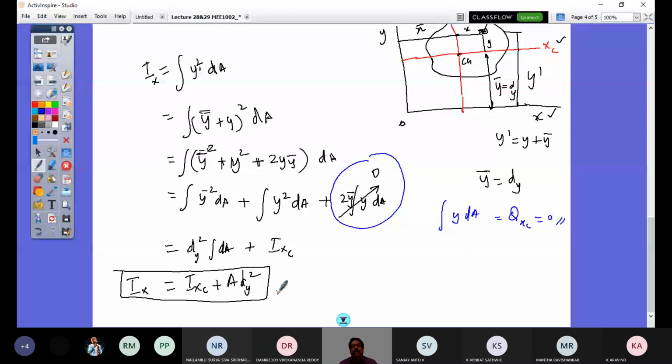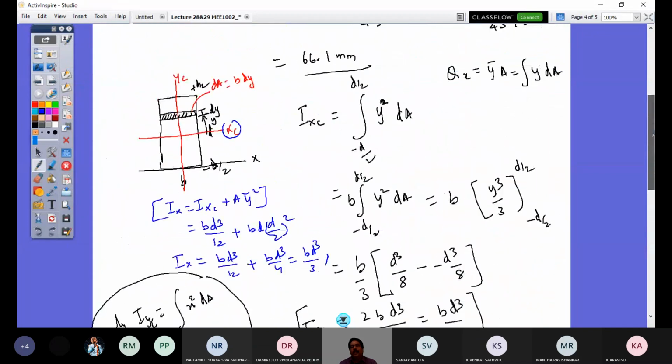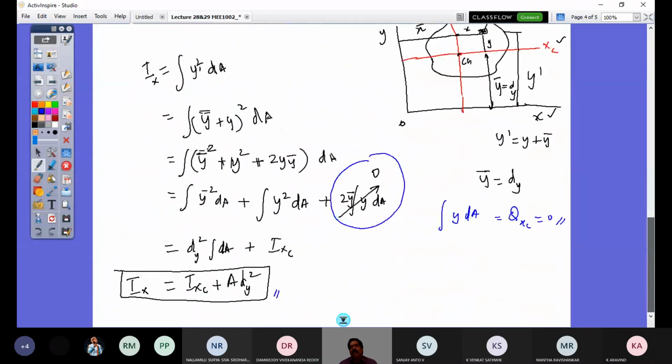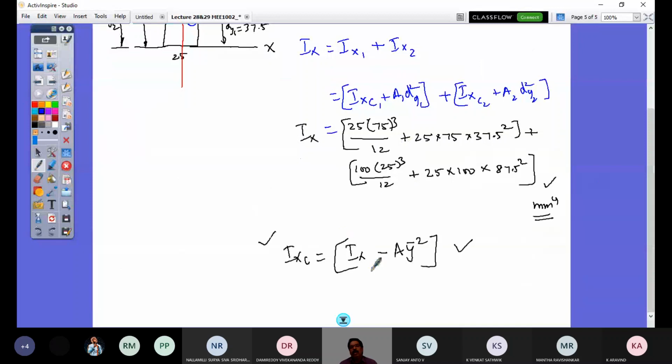So this is what you understood, and you are able to work out further for this T section, IXC and IYC. IXC is what we were doing. I asked you to complete this, and then you could have got this done.